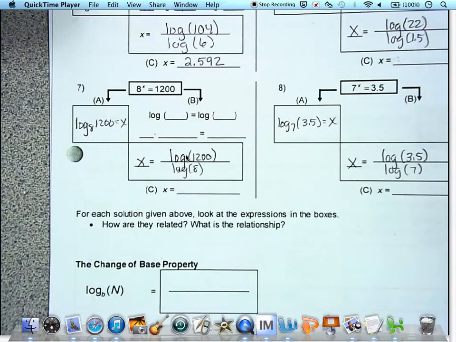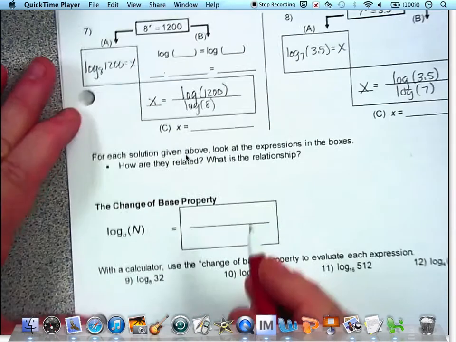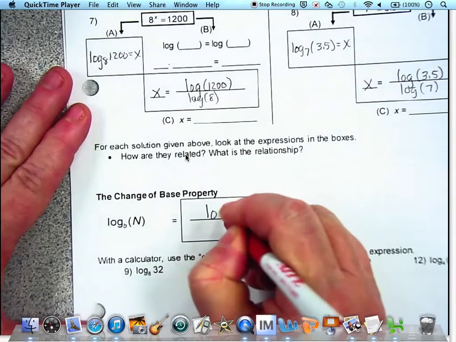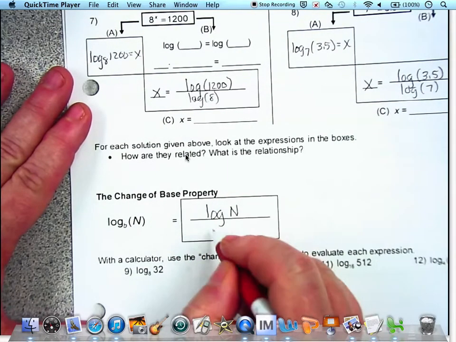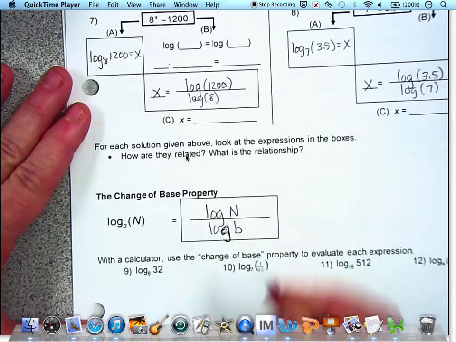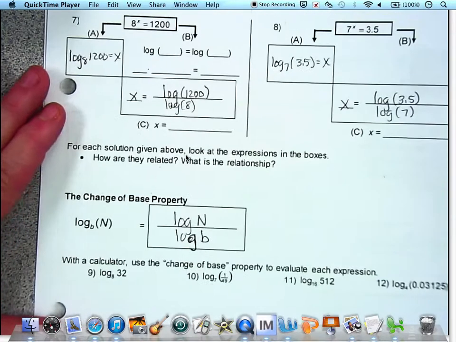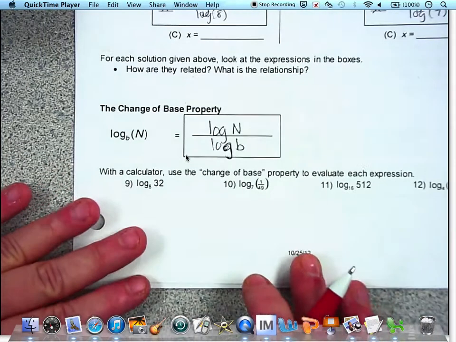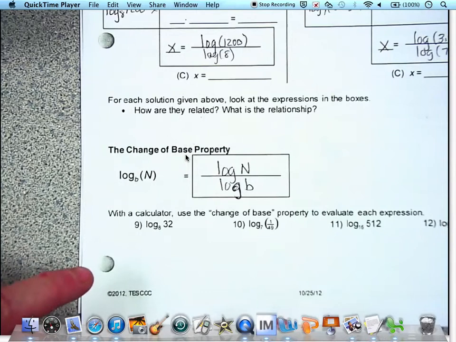Okay. So, what's the shortcut here? It's log of n over log of b. Log of n divided by log of b. Okay, so this is going to help us tremendously because now we can take problems that we couldn't put in the calculator before and put them in the calculator.